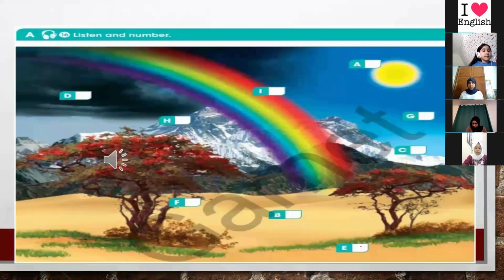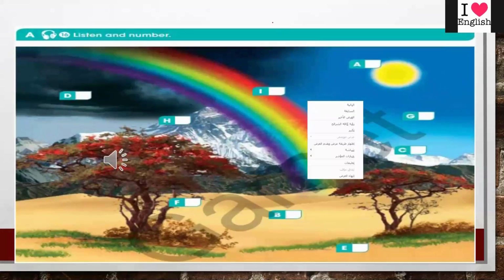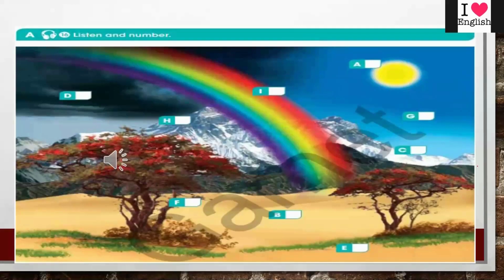Yes, did you open your book? Yes. Very good. A, listen and number. So now you have to listen carefully. One, two, three. Track 16. Listen and number.